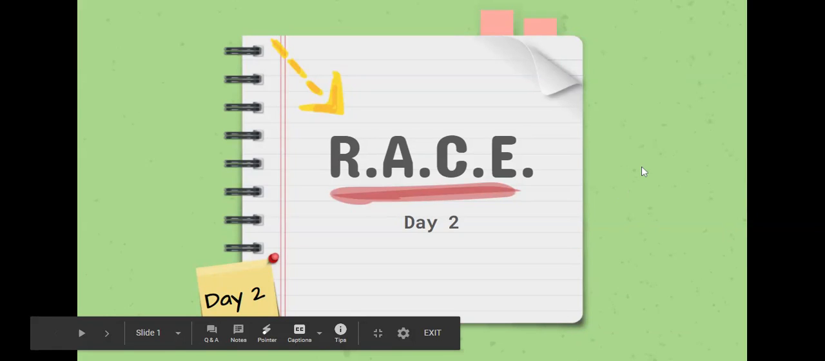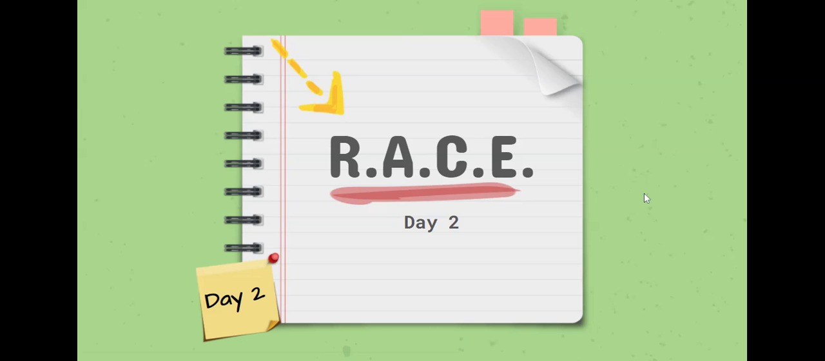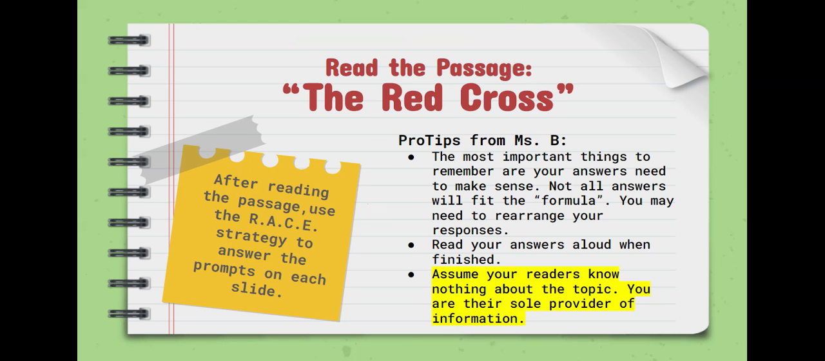Hey kiddos, all right, we're on to day 2 lesson, just a little refresher to help jog your brain. Let's take a peek here. So we're gonna read another passage with a prompt, AKA question.